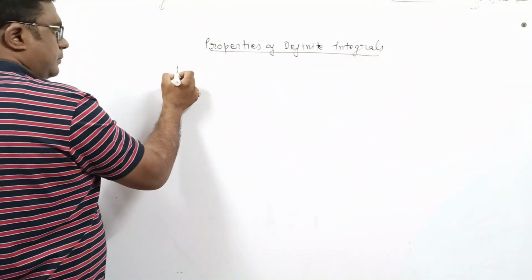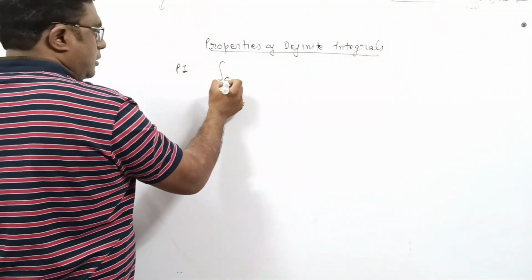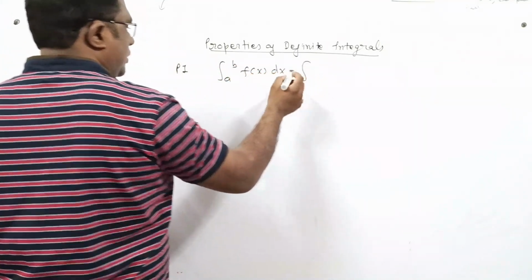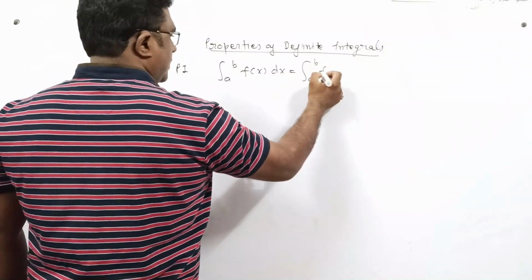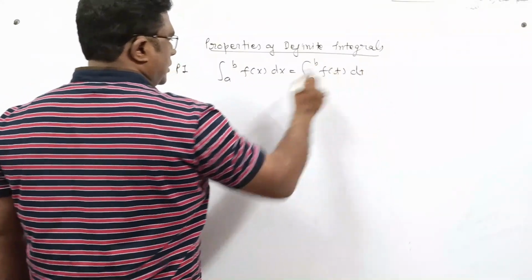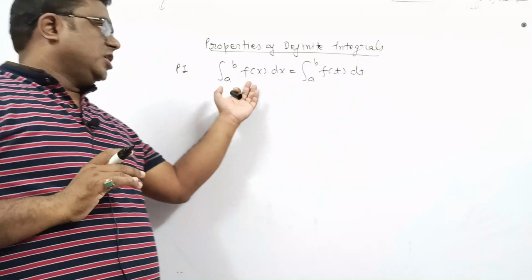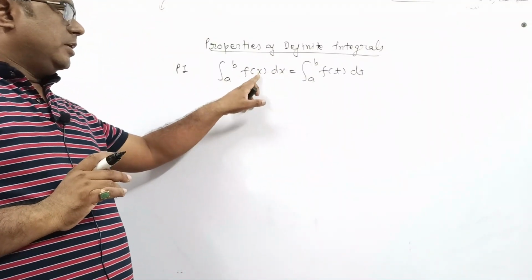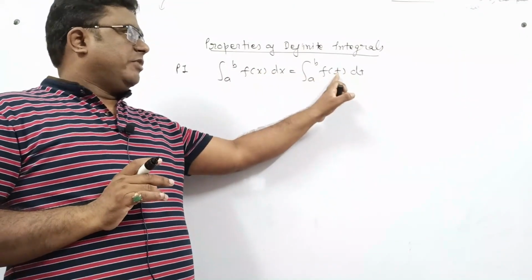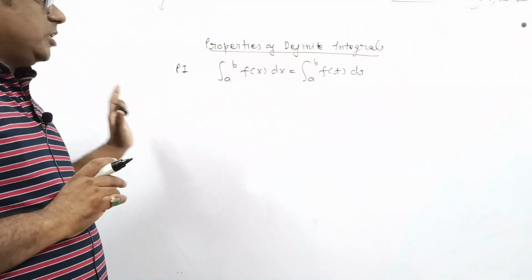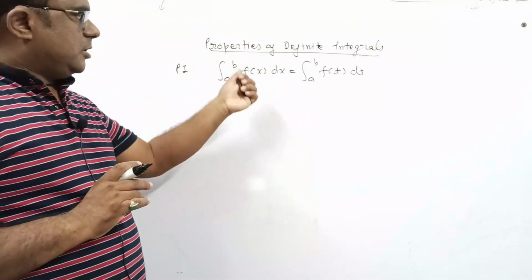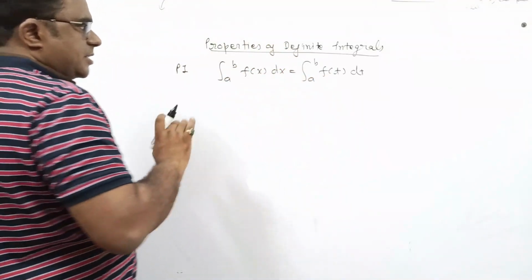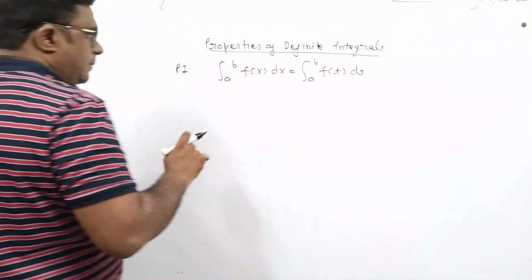Property number 1: integral a to b f(x) dx is equal to integral a to b f(t) dt. In this property there is nothing much. We are simply changing the variable. On the left hand side you can see the variable is x, and on the right side the variable is t, and there is no change otherwise. Limits are the same, structure of function the same, no change in the function. So everything is the same except we have changed the variable.